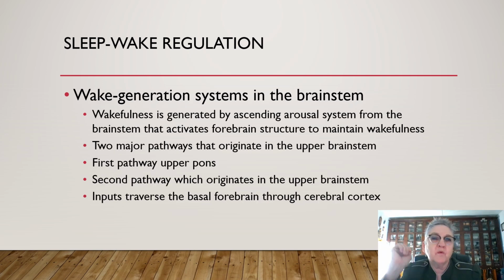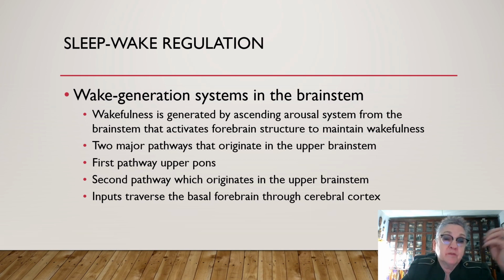The sleep-wake regulation. So the wake generation systems of the brainstem provide wakefulness, generated by the ascending arousal system from the brainstem that activates the forebrain structures to maintain wakefulness. There are two major pathways that originate in the upper brainstem, the first being the upper pons and the second being the upper brainstem. These inputs travel through the basal forebrain to the cerebral cortex.